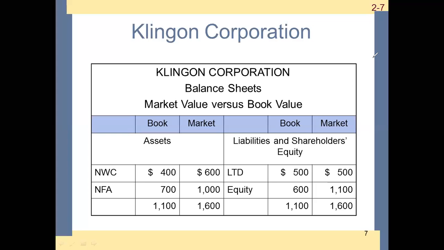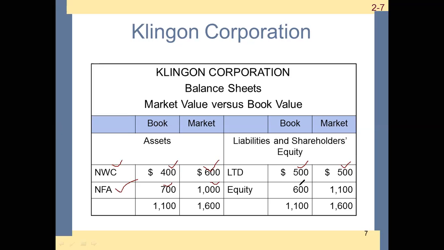Here you can look into the balance sheet and have a look at the difference between the market and book value. Here is a Lincoln Corporation balance sheet. It is described in the market value and book value. It has net working capital of $400, but it has a market value of $600. It has net fixed assets of $700 in the books of accounts, but the actual market value is $1,000. And on the other side, it has liabilities in the books of account as $500, and the market value is also $500.